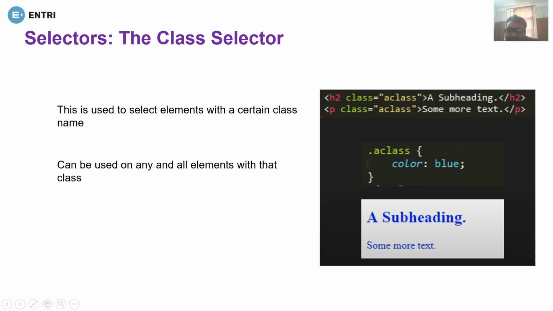Now, because the color is blue, both the heading as well as the paragraph have the color blue. So this is the global thing which we are having here. The most important part is when we define a class name, then we have to use the dot symbol. The dot symbol must be used. For example, we have defined the name as A class, but initially we have to give a dot symbol.